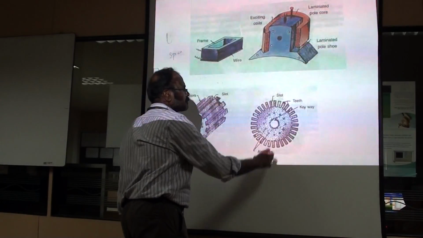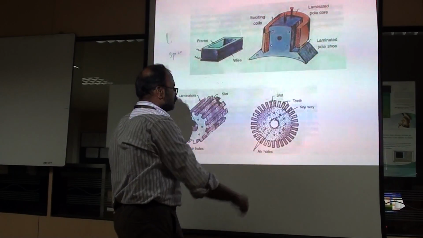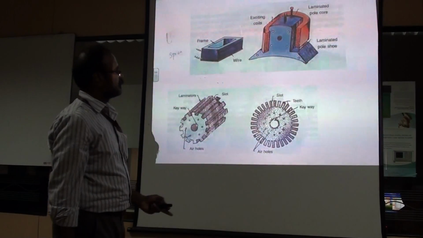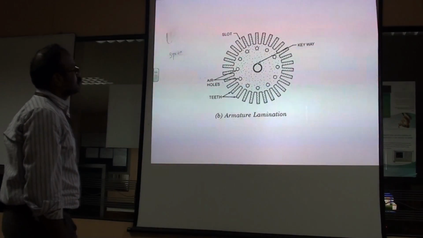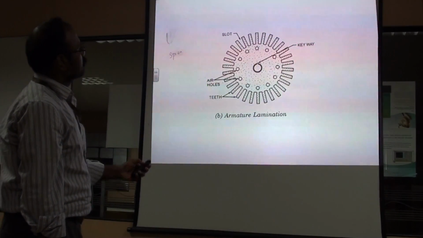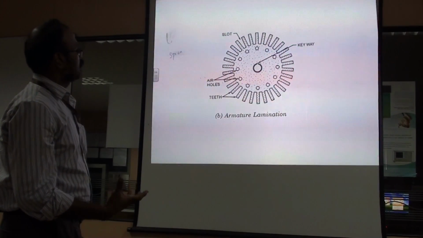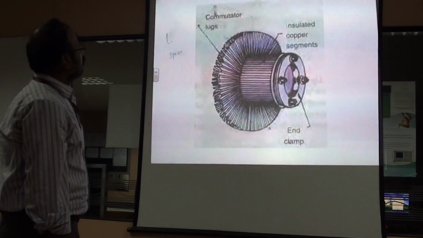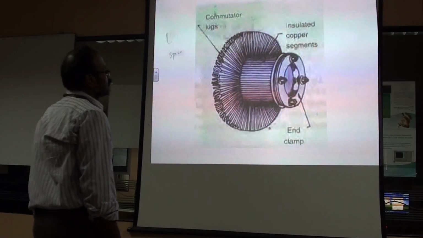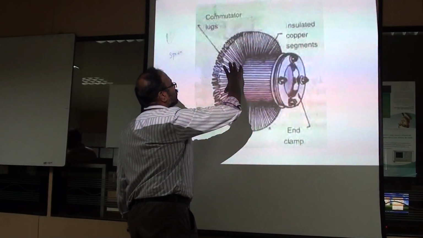So for our understanding, they are showing one single lamination of an armature. It looks like this, the same thing. Whatever we discussed here is represented there. So here also, the picture is somewhat clear, which explains the armature lamination, how the single laminations will be there. And this shows the commutator segment and the risers.